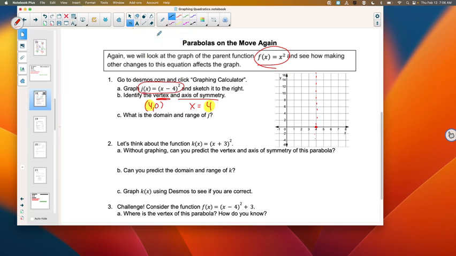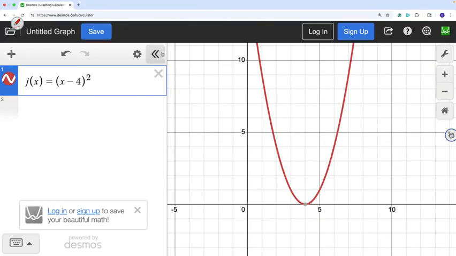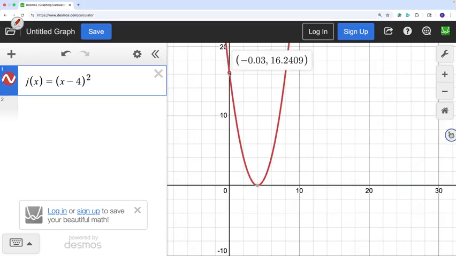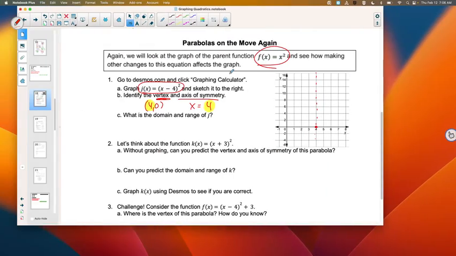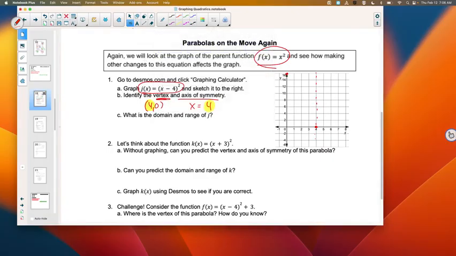Okay. And there's another point that we can easily get from our graph here. Got to zoom out a little bit. We can find the y-intercept right there, (0, 16). So (0, 16). Right there. So that's half of it, right?